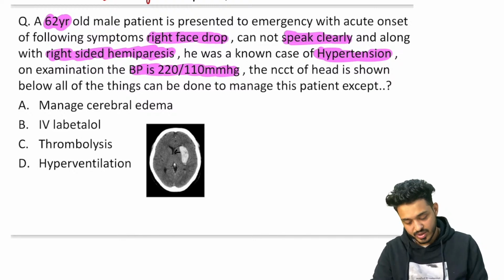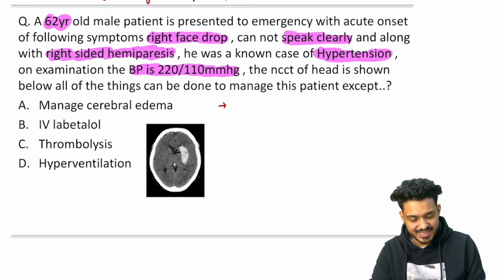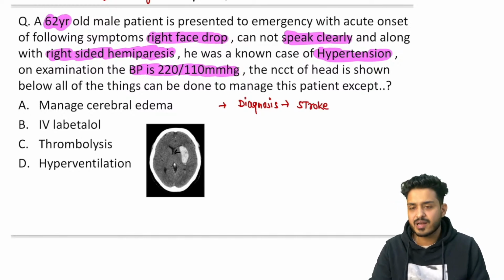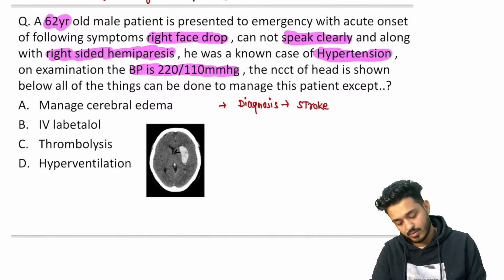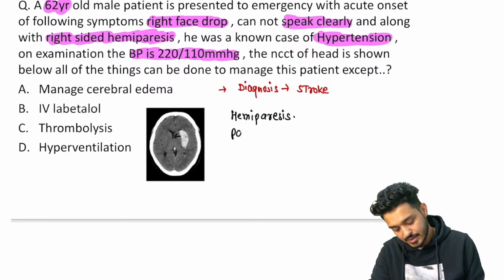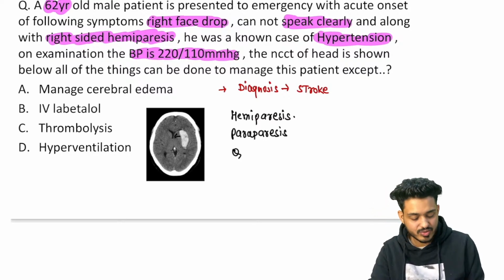So what do you think is going to be here? This is a basic case of stroke. So what is the provisional diagnosis that you will make? That is going to be stroke. Okay, tell me, what is hemiparesis? What is paraparesis? These terms should be clear to you. What is quadriparesis?